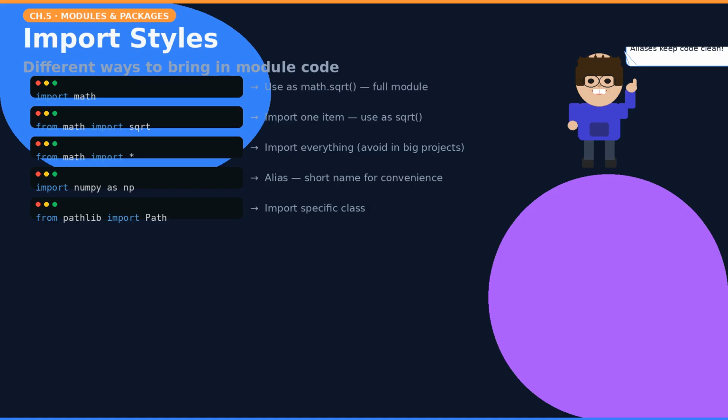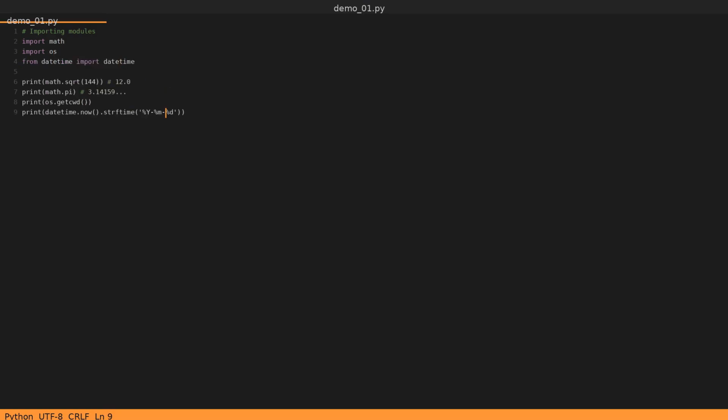Python comes with a rich standard library, hundreds of modules, all free, no installation needed. The math module gives you square roots, logarithms, and mathematical constants like pi. The OS module handles file system operations, listing directories, getting environment variables. Datetime is your friend for timestamps and time calculations in pipelines. Random is great for testing with sample data. JSON handles serialization and deserialization. We'll explore this deeply in the next chapter. And sys gives you access to Python internals like command line arguments.